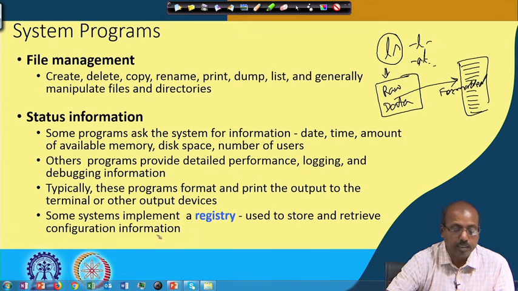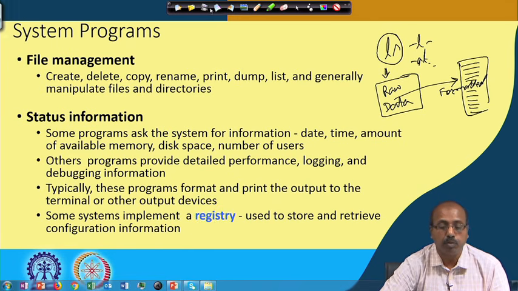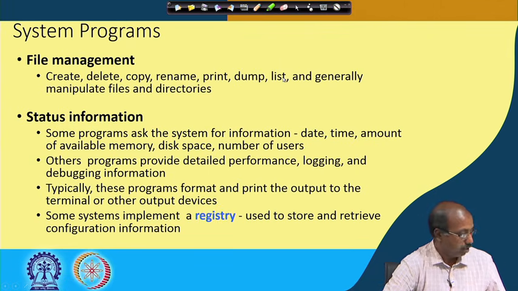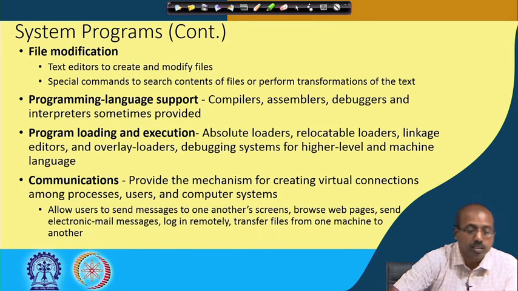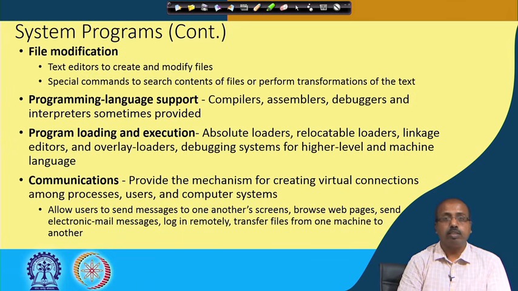The registry is used to store and retrieve configuration information. This configuration information is stored so that updating it becomes easy, and we know where to look for the update. Then file modification: we have text editors that can do file modification. Then we have programming language support. We have program loading and execution, for which there are system programs. For communication also there are system programs. So, we will look into this in the next class.